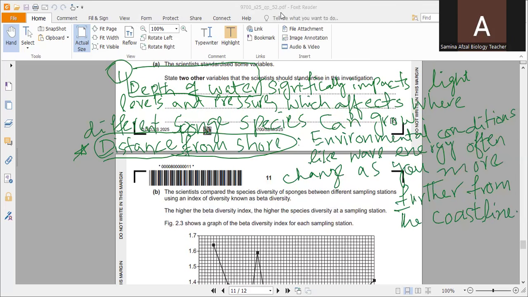So these two variables, or there are many other variables which should be kept constant. As for example, we can say that the substrate type should be the same because the sponges need a hard surface to attach to. So comparing a rocky seabed to a sandy one would yield different results regardless of human activity. So in this way, these are the answers which can be written.